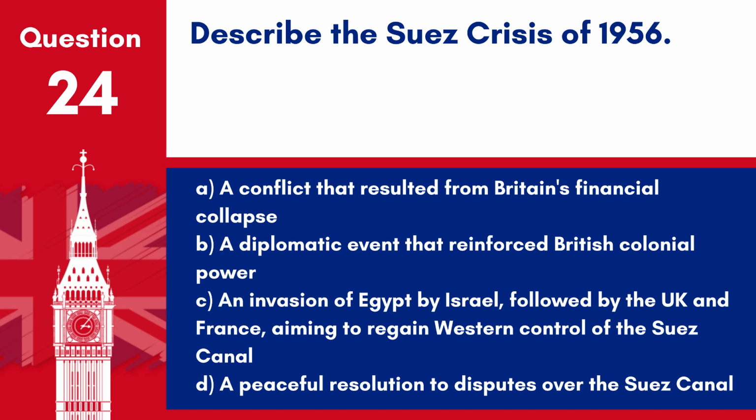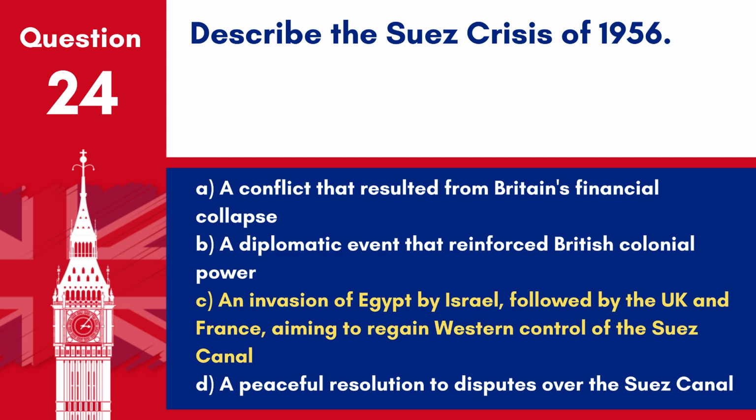Question 24. Describe the Suez Crisis of 1956. A. A conflict that resulted from Britain's financial collapse. B. A diplomatic event that reinforced British colonial power. C. An invasion of Egypt by Israel, followed by the UK and France, aiming to regain Western control of the Suez Canal. D. A peaceful resolution to disputes over the Suez Canal.